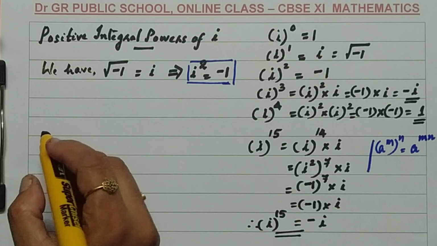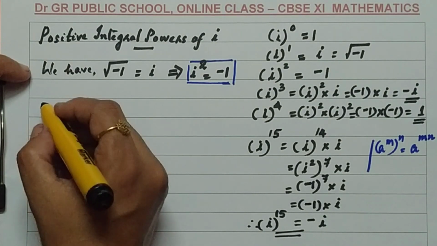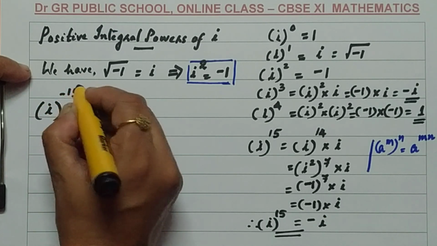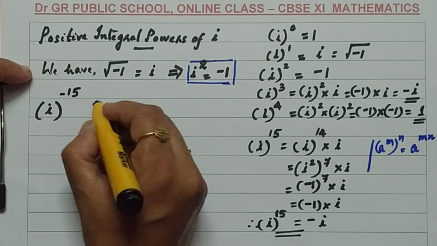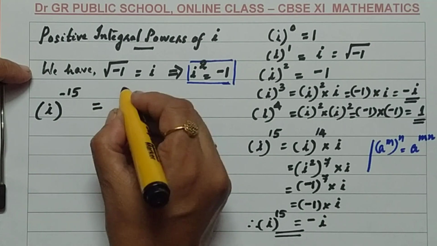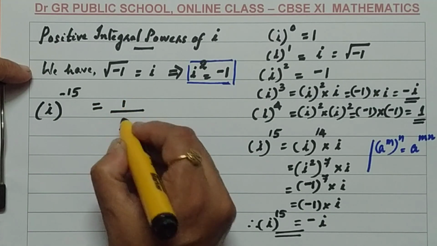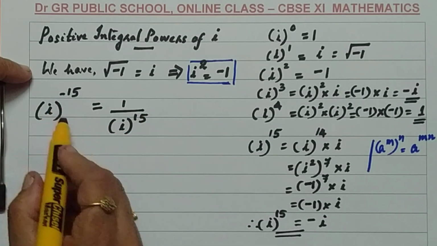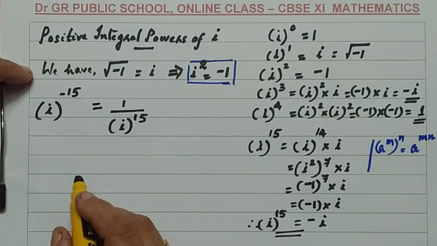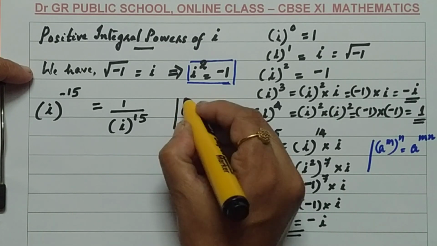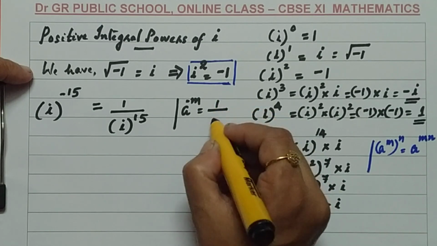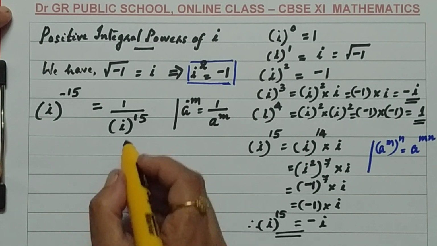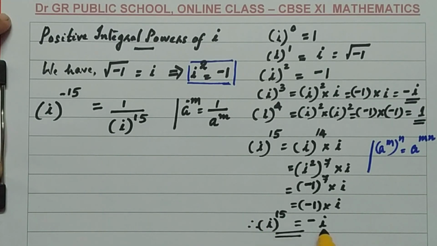Now, I am going to show you what about the negative powers of i. Consider an example as i raised to minus 15. We know that if a number has a negative power, you can make it a positive power by bringing it to the denominator. So i raised to minus 15 can be written as 1 by i raised to plus 15. The reason is that a raised to minus m can be written as 1 by a raised to plus m, by the rules of exponents. Now, i raised to 15 is already known to you as minus i.